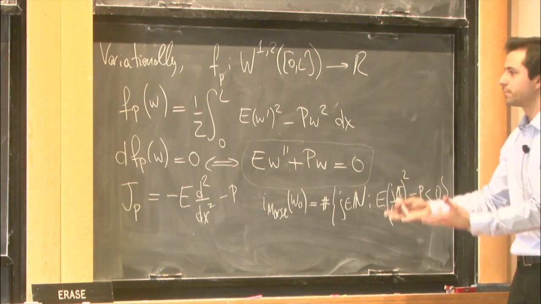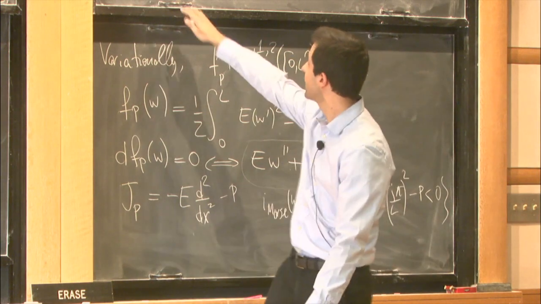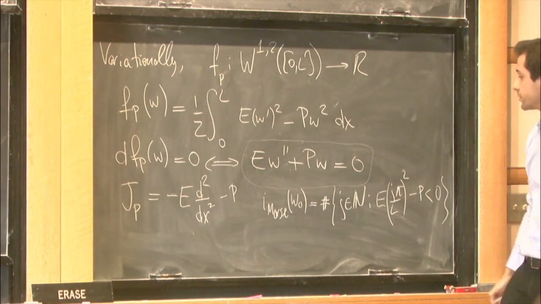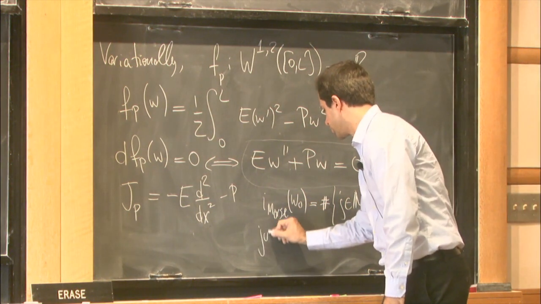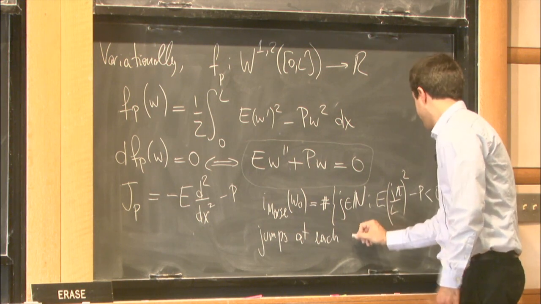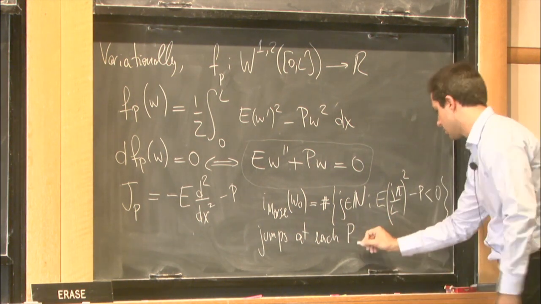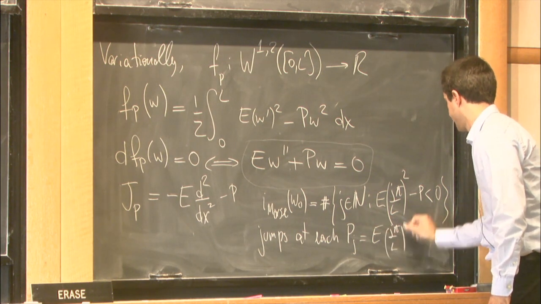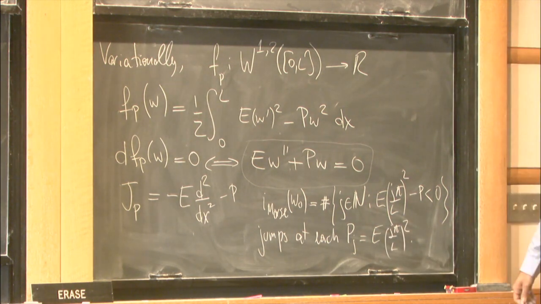So this number jumps each time you cross one of these values, right? Which means that the Morse index jumps precisely when you get these new solutions. Right? So this number jumps at each p_j equals e j pi over l squared. Right? So you get bifurcation in that way.